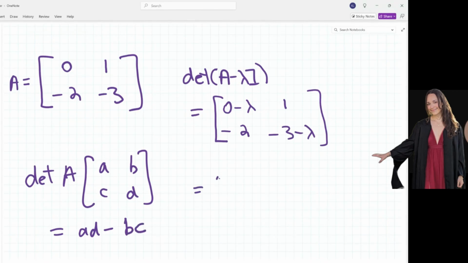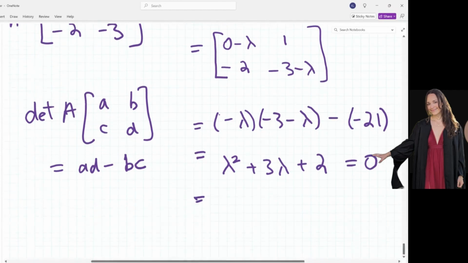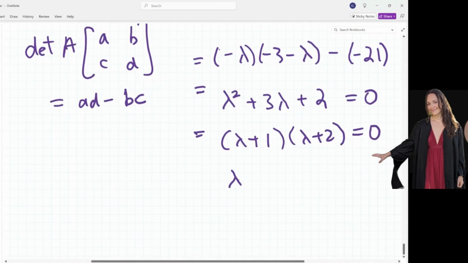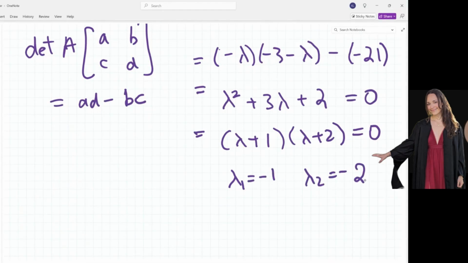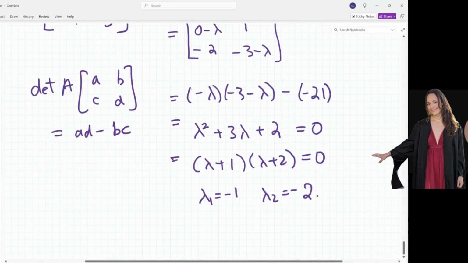So we've got negative lambda times (-3 minus lambda) minus (-2) times 1. If we expand this, we get lambda squared plus 3 lambda plus 2 equals 0. We're going to factor this, so we get (lambda plus 1)(lambda plus 2) equals 0. As a result, lambda 1 equals -1 and lambda 2 equals -2. So we've found the two eigenvalues of our 2x2 matrix.